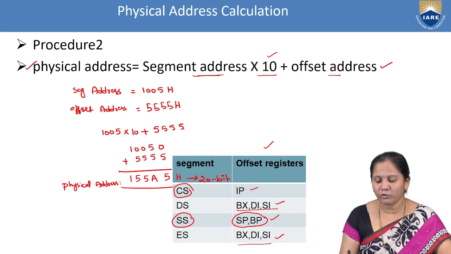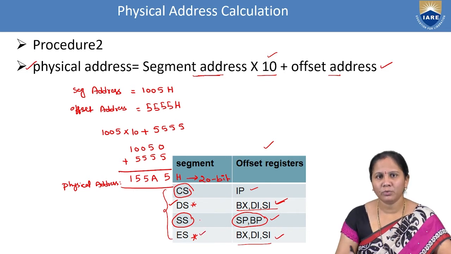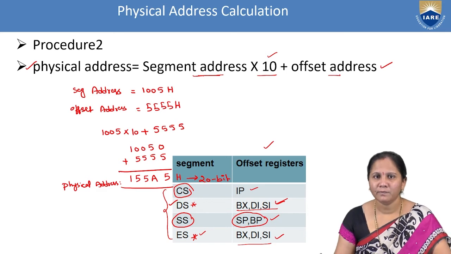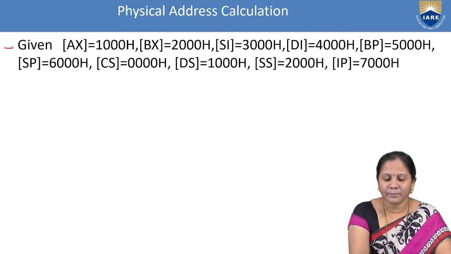So for example, if the value of BX or DI or SI is given, and if all the segment registers are given and the offset address is carried by any of these registers, even though all the segment registers are given, we have to select either the data segment or the extra segment. Any of these should be selected. Especially, you have to consider the data segment only if it is given. If the data segment is not given, then we have to go for the extra segment to calculate the physical address.